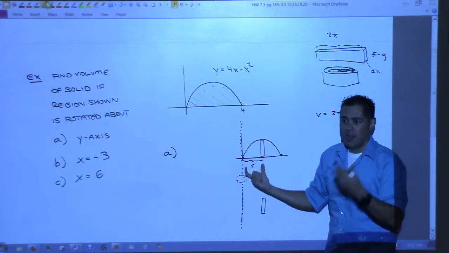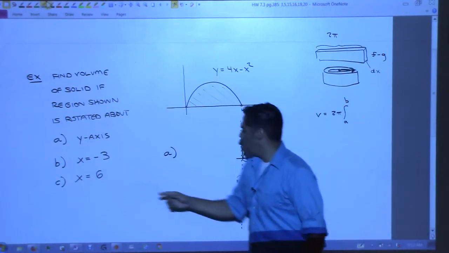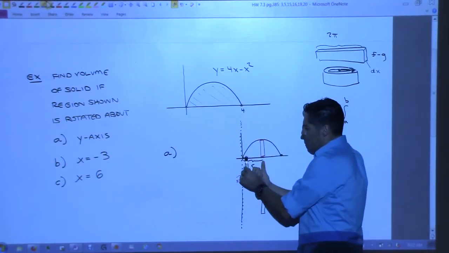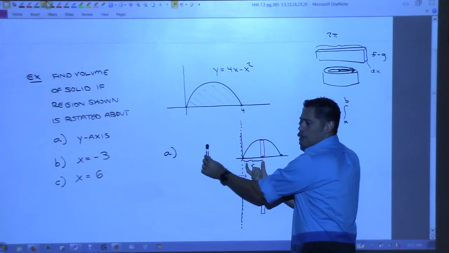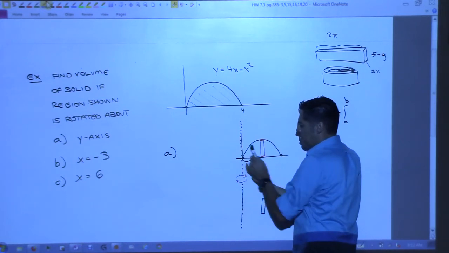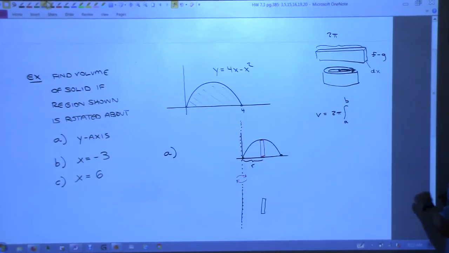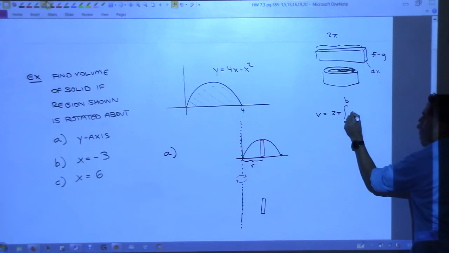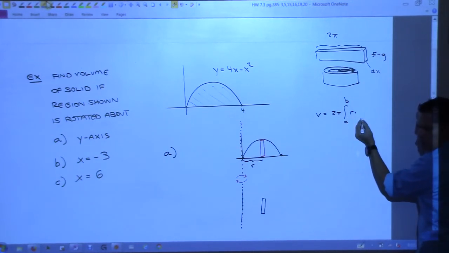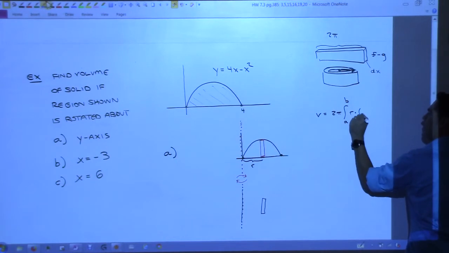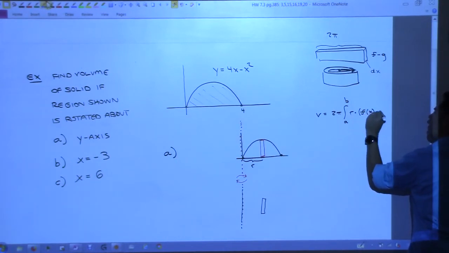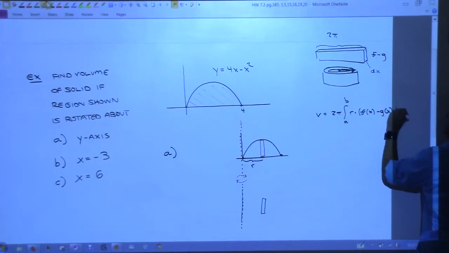Okay? In another problem like part B, where's our axis of rotation going to be? It's going to be over here, right? So the distance from here to this is not going to be x anymore. All right? And we'll deal with that. All right? But the important thing is that in the formula that we'll look at in a second, you have in front of you, it's r, right? That's what I have written there, r. And then it's the f of x minus g of x dx.